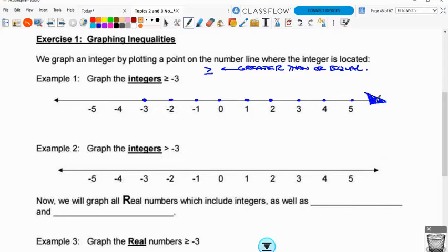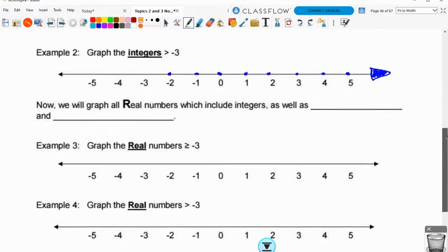In example number 2, we want to graph all of the integers that are just greater than -3. Notice there's no line underneath the symbol this time, so we want only the integers that are greater than -3. Since I can't be equal to -3, now I'm going to have to start at -2. So I'll plot a dot at -2, and then -1, 0, 1, 2, 3, 4, 5, and so on. Bold that arrow to the right-hand side. Those are all of the integers that are strictly greater than -3.